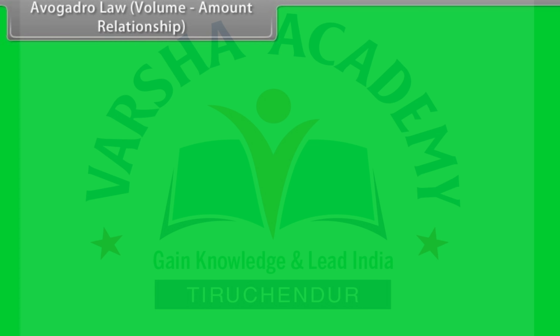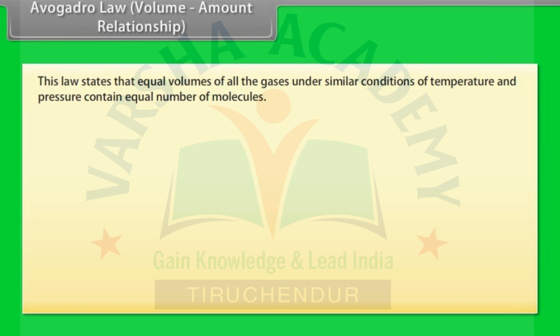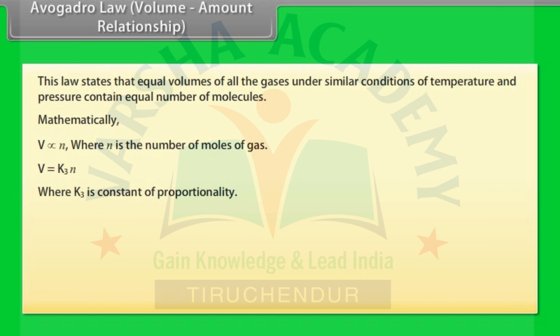Avogadro's law. Volume-amount relationship. This law states that equal volumes of all the gases under similar conditions of temperature and pressure contain an equal number of molecules. Mathematically, volume is directly proportional to the number of moles of gas. V is equal to K3 n, where K3 is the constant of proportionality.